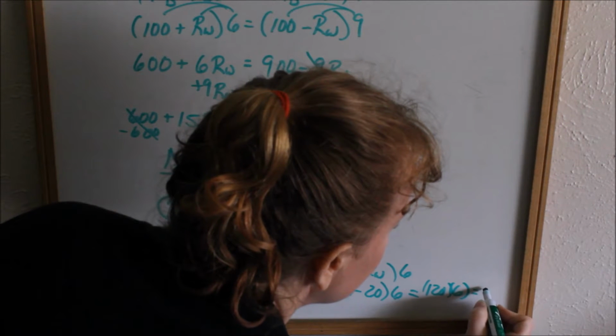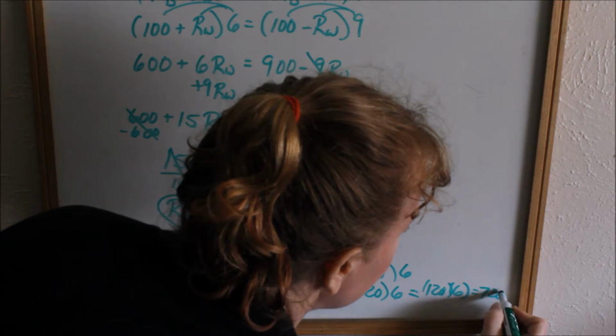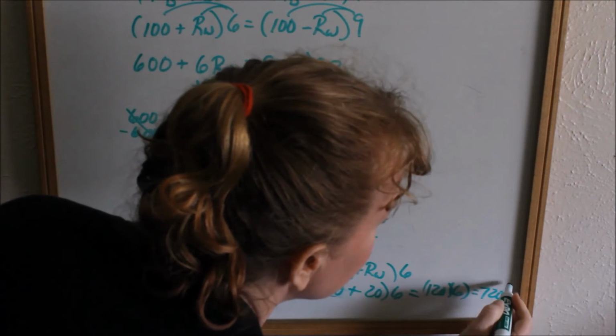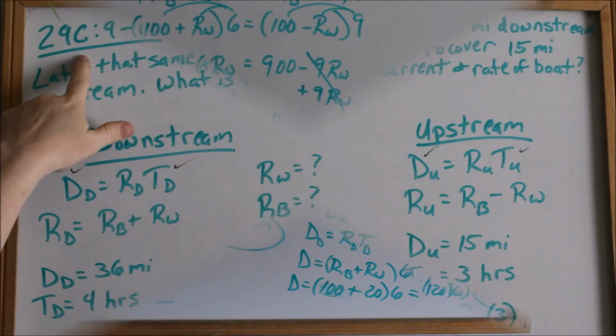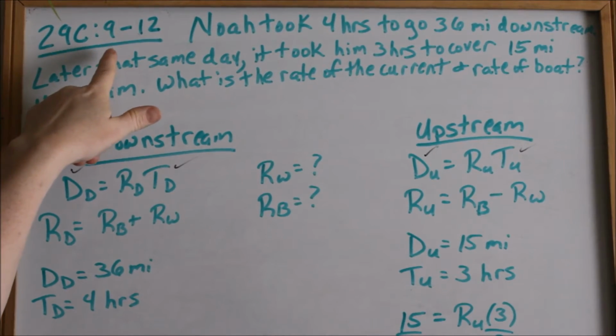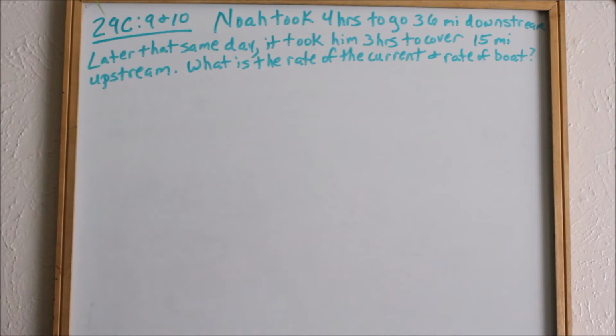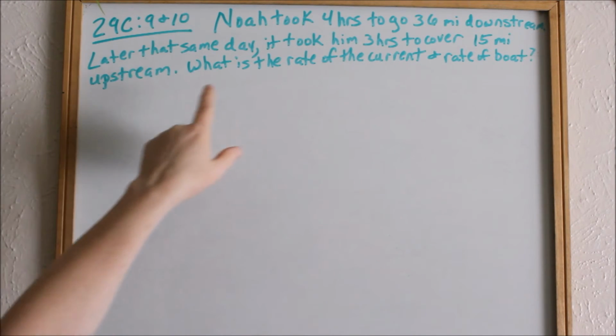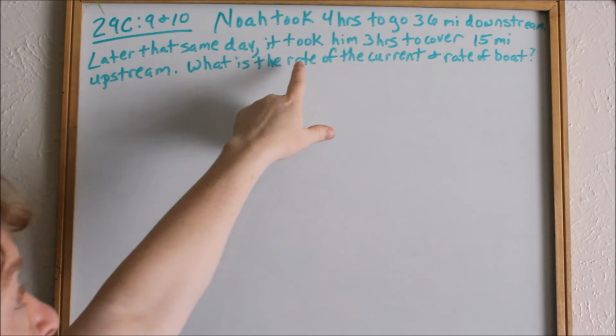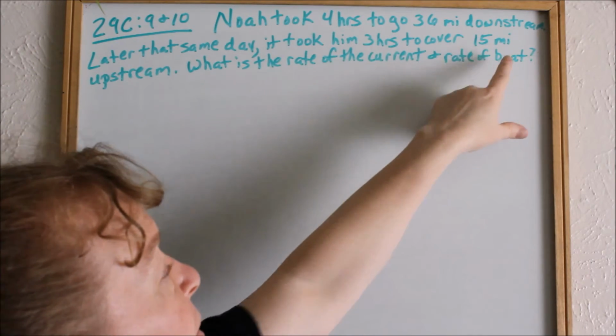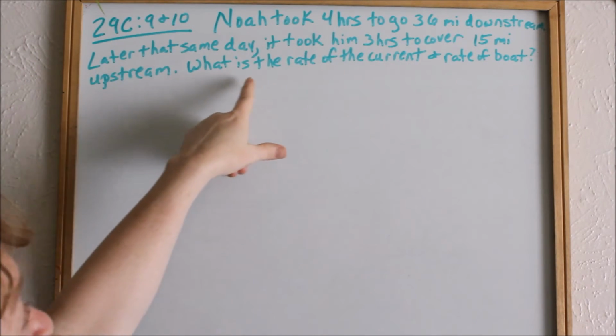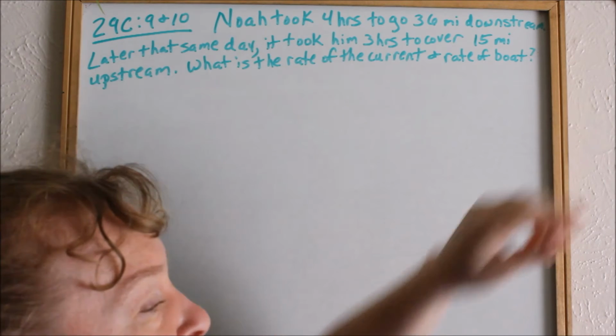So that should be 720 miles would be your distance. Okay, now we're looking at 29C, 9 through 12. Noah took 4 hours to go 36 miles downstream. Later that same day, it took him 3 hours to cover 15 miles upstream. What is the rate of the current and the rate of the boat?